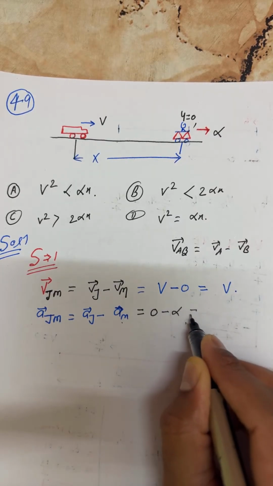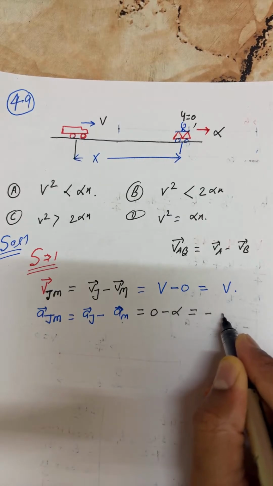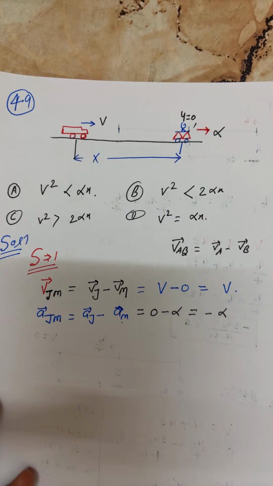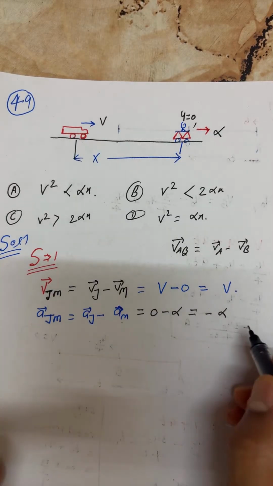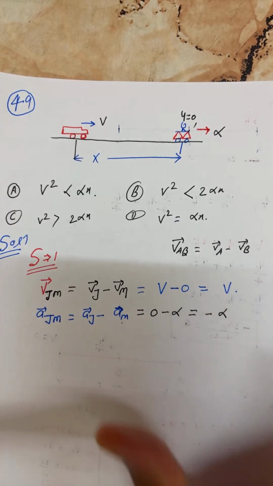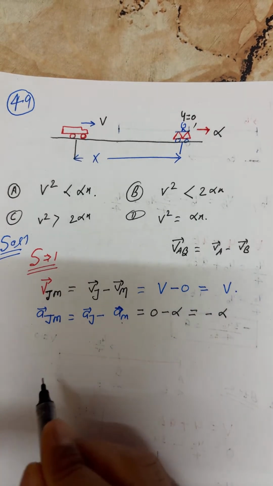So what is the relative acceleration, kids? Minus alpha, right? The unit I'm not writing here. It's already understood to be meter per second square, and where nothing is mentioned about units, you can take it as a consideration. Yes, kids.